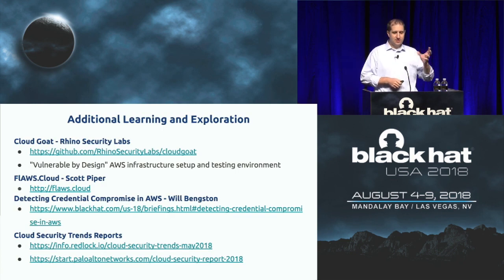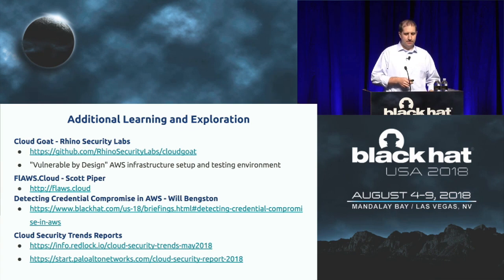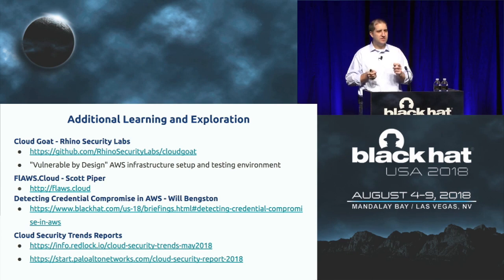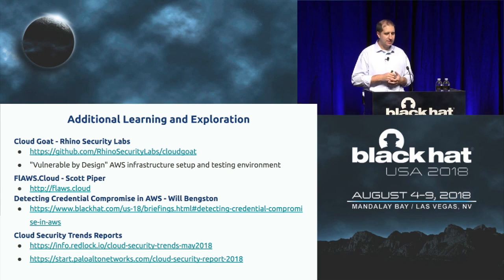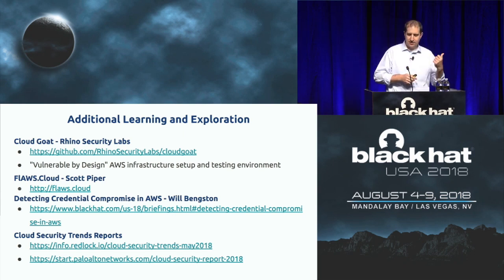And finally, some additional learning and exploration links here. CloudGoat from Rhino Security Labs, that's a great one. Flaws, the AWS one by Scott Piper, is another kind of mini CTF challenge. It helps you explore those pathways as you're looking through some of the escalation and moving around inside of accounts. And yesterday's talk from Will Bankston of Netflix, detecting credential compromise, was a really good one. If you didn't get a chance to see that, go back in your time machine. It was at 10:30 yesterday.